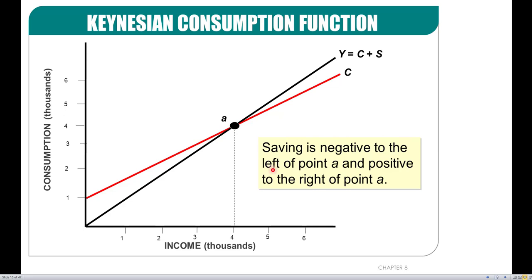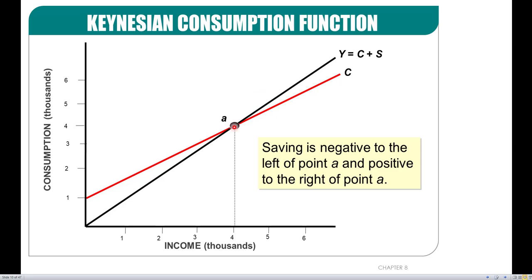Savings is negative to the left of point A, so anywhere to the left of A, we have negative savings. We're consuming more than we actually have in income. And to the right of A, we actually have positive savings, so here we're consuming less than what we have in income.